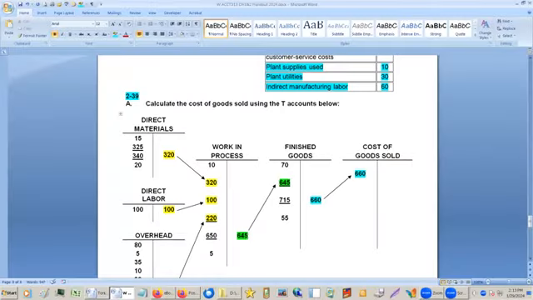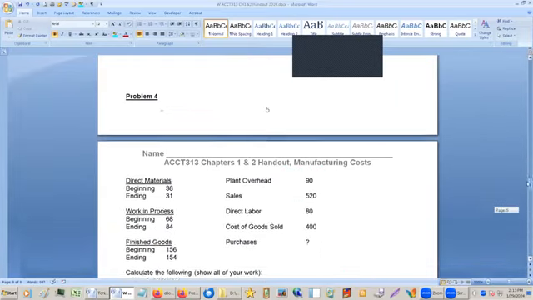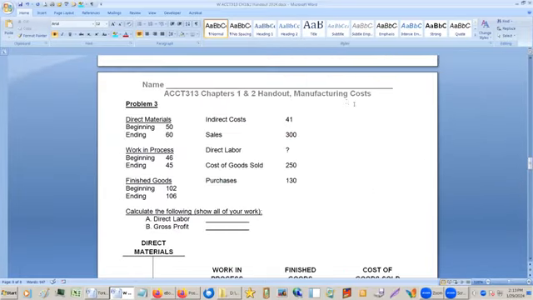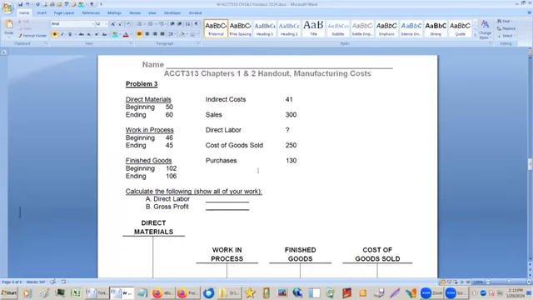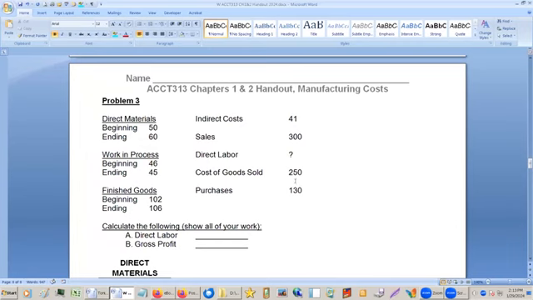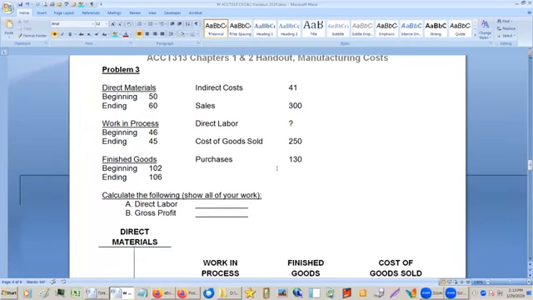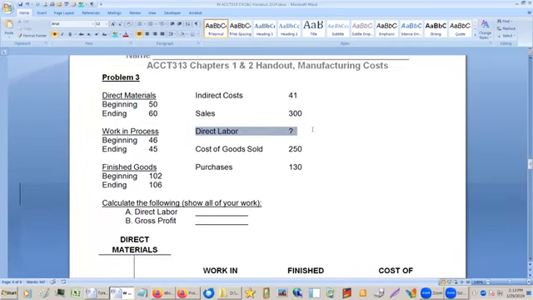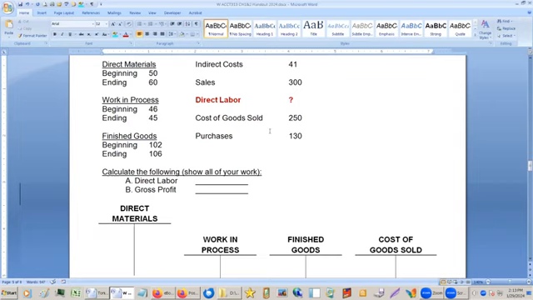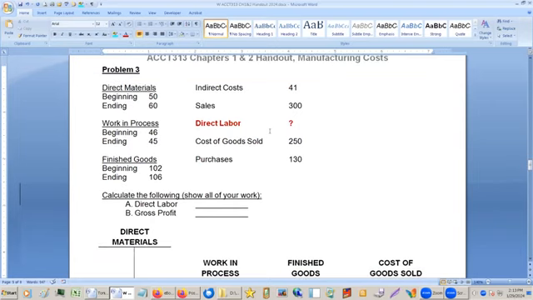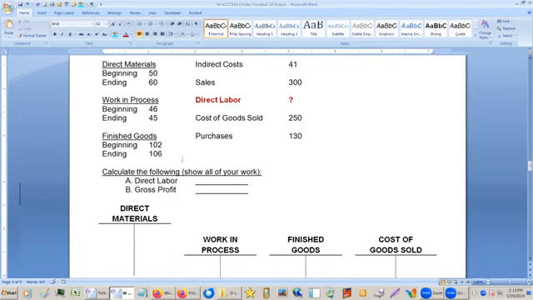Okay. So let's go ahead and go to problem 3. And problem 3 is the type of problem that we love so much in accounting, and that is, there's a missing number. On problem number 3, we don't know the direct labor. So this problem is about finding the direct labor.